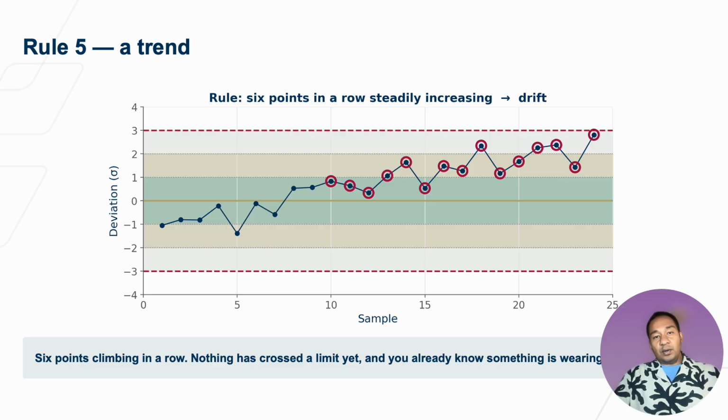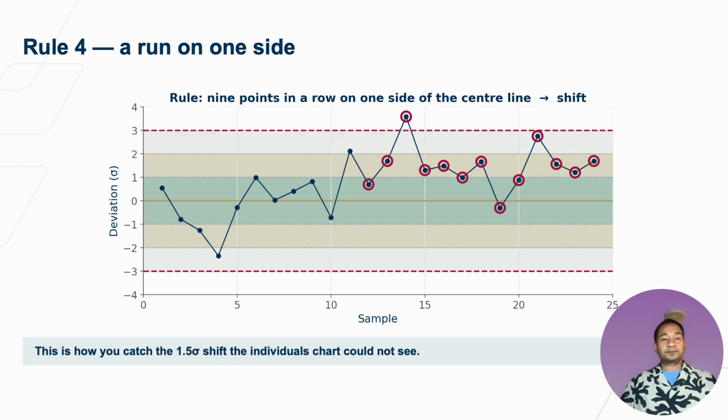And the caution: on a process with a designed drift and reset cycle, this rule will fire every single cycle. That is the sawtooth case. Either exclude the rule or chart the residual.